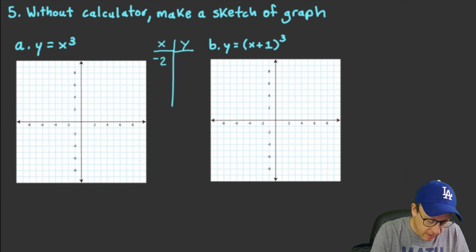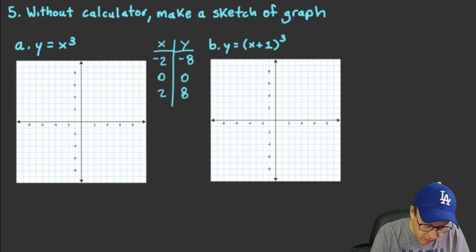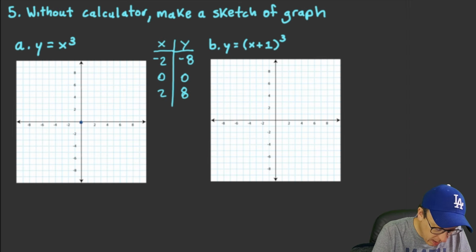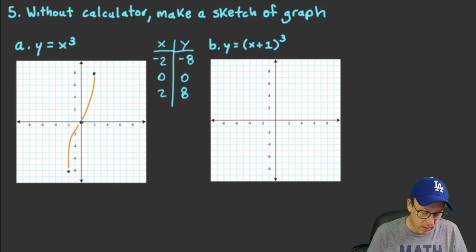So if we have -2 for x, this is going to be -8. 0 is going to be 0. 2 is going to be equal to 8. So I'm going to have to use a dark color in this circumstance. Let's just go and grab this. We're going to have a point in the center. For +2, we're going to have an 8, so I can put a point up here. For -2, I'm going to have a -8. And then I know that the graph is roughly going to look very much like what you see right there.